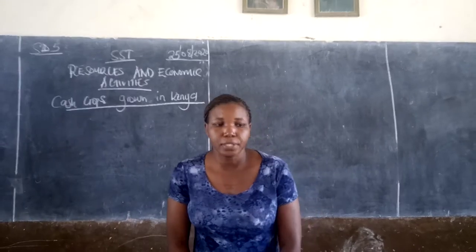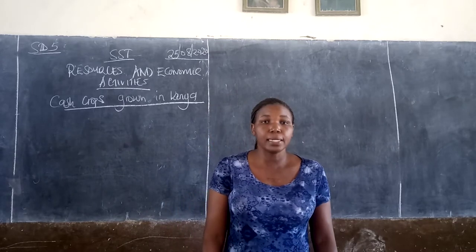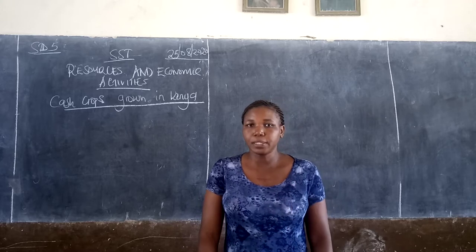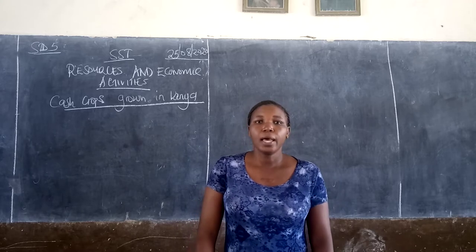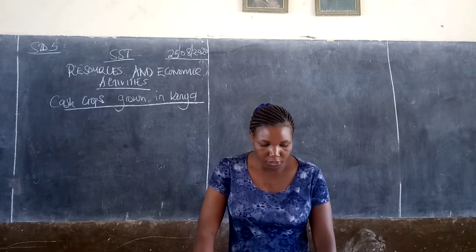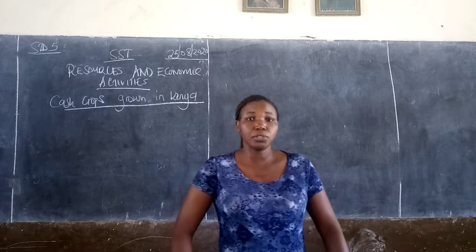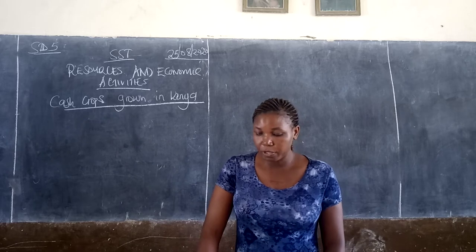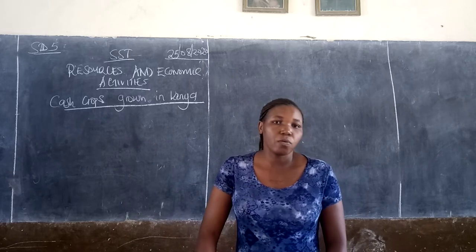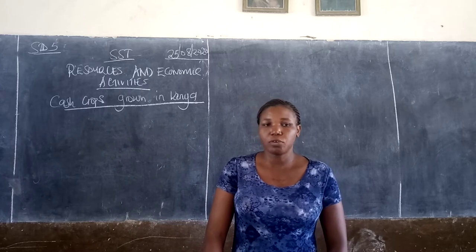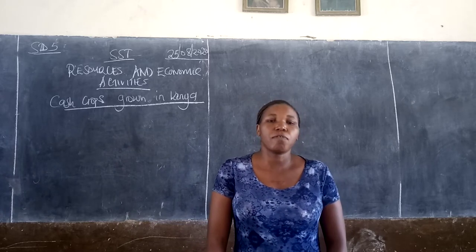I had already started this topic previously, but I had to complete the very short topics so that when we start this, at least we have more time to concentrate. So in class 5 currently, we are almost through. We are now on topic 4. And after topic 4, we are going to topic 5, which is political system and development. Then we complete class 5 work.